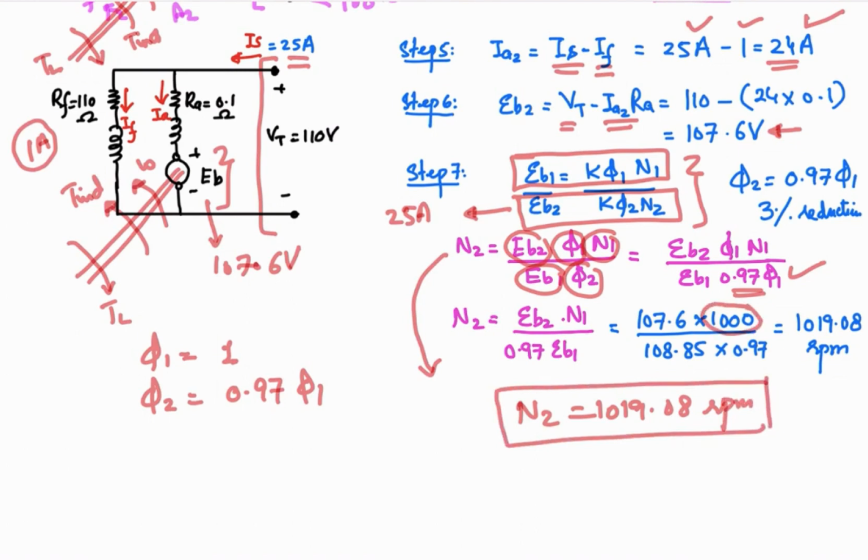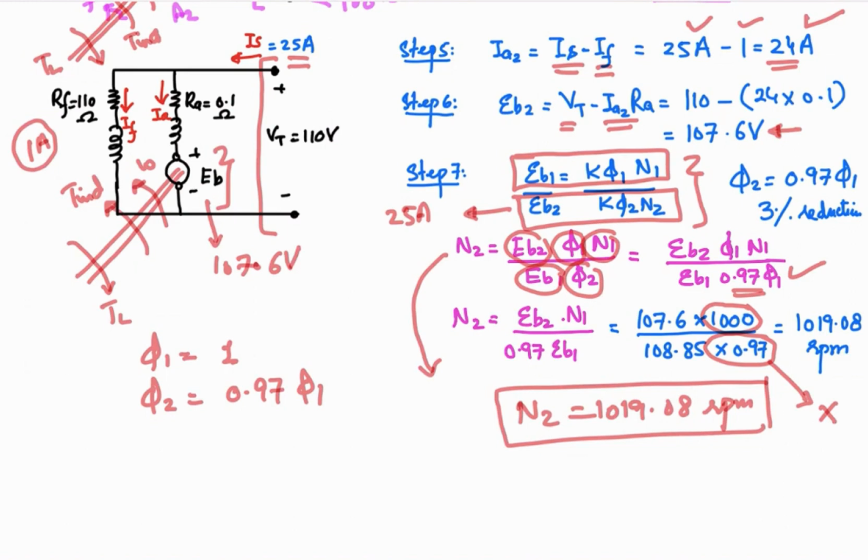Although you have increased the load, so for that the speed should decrease. Yes, the speed will decrease if you do not consider this change in the flux, because it is reduced by 3%. If you neglect that change in the flux and consider it constant, you will observe that the new speed is lesser than the previous speed when you increase the load. But now we are considering the armature reaction.